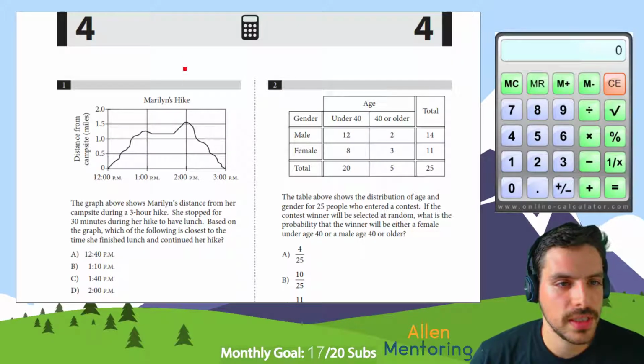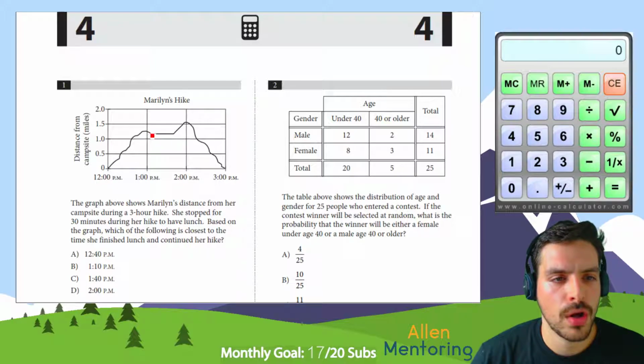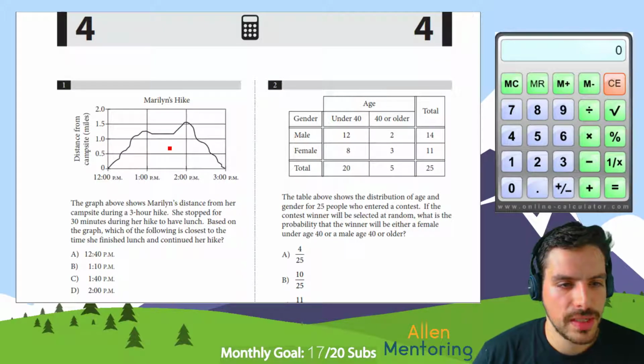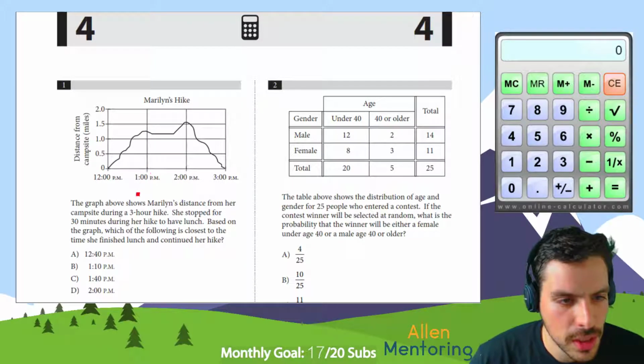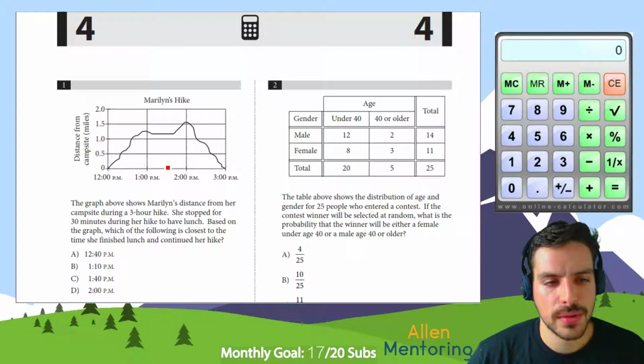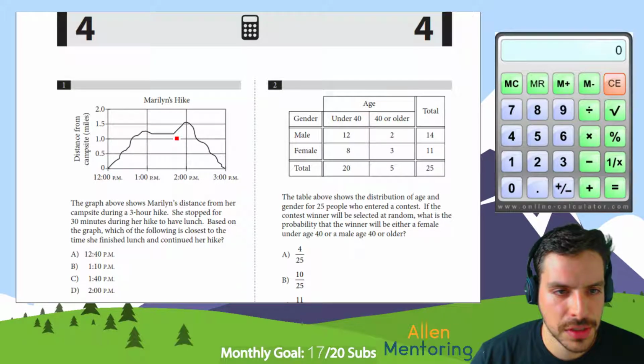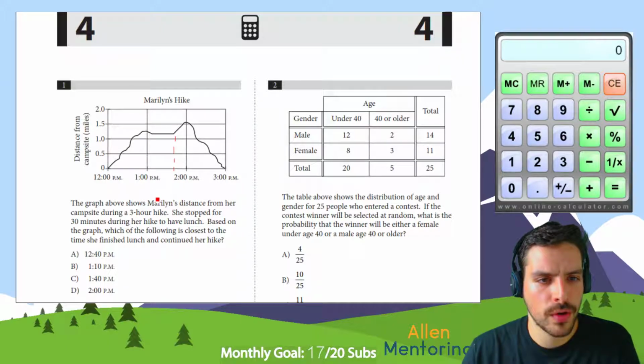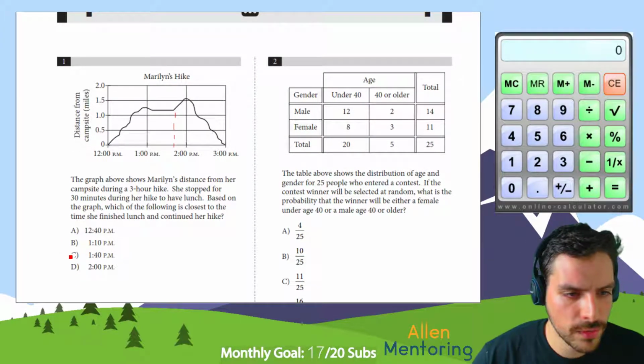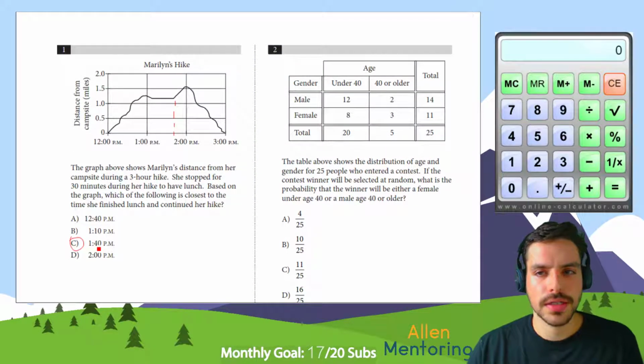Okay, so we see this is the distance from her campsite. So as time is going on, she's getting farther and farther away. All of a sudden there's a plateau, which leads me to think this is the 30-minute period that she went to have lunch. So they're asking, which of the following is closest to the time she finished lunch and continued her hike? Well, this is her lunch period here, and she seemed to have finished sometime around there. So it looks like about 1:45 or so. All right, 1:40 is the closest. All right, looks good to me.